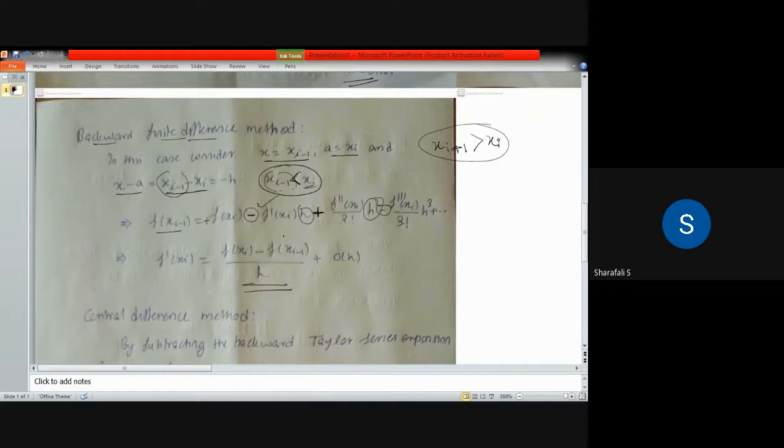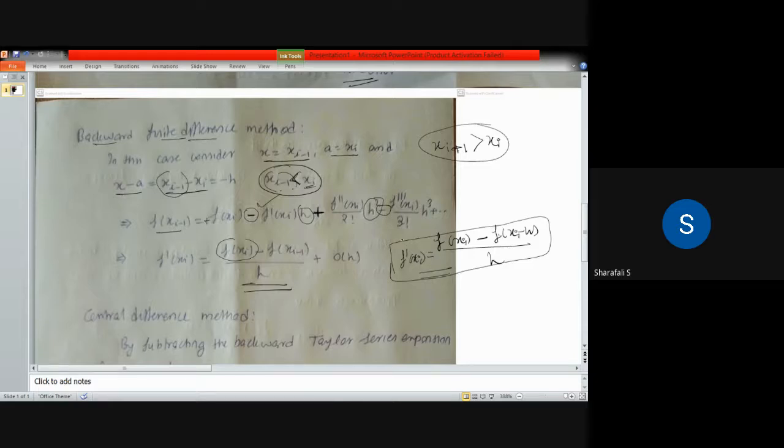expression. And remember, here it is f of xi, which means that f of x minus f of x i minus 1. So this is f of x minus h. We are considering x i minus 1. So this is f of x minus h divided by h. So this is the expression for f dash of x. If you consider for x, this is the expression. If it is xi, then you have to consider xi here also.